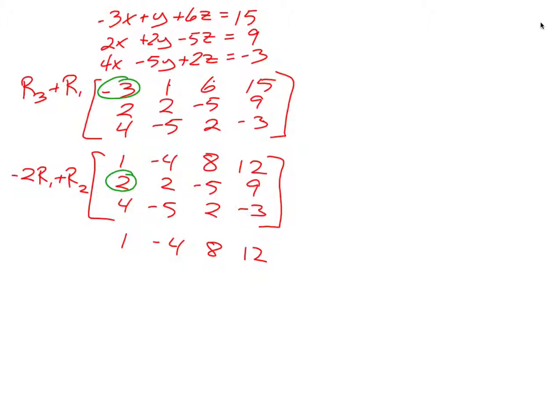Alright, so -2 and then plus row 2. So that's going to be a 0. That's going to be 8 plus 2, which makes that a 10. That's going to be -16 and -5, which is -21. That's going to be -24 and 9, -15. The bottom row has to stay the same. So we have reached our second goal, which was making that 2 a 0.